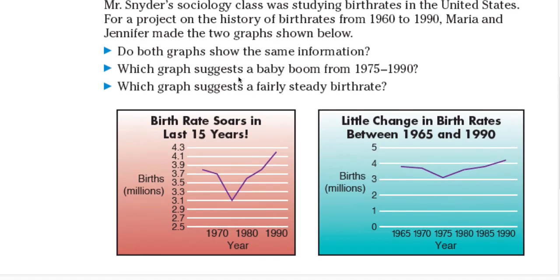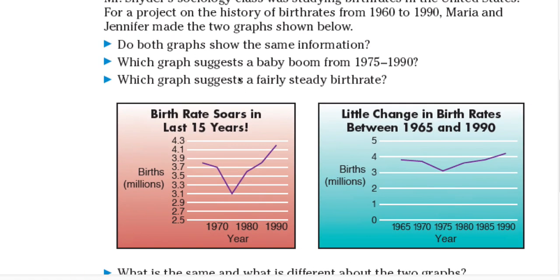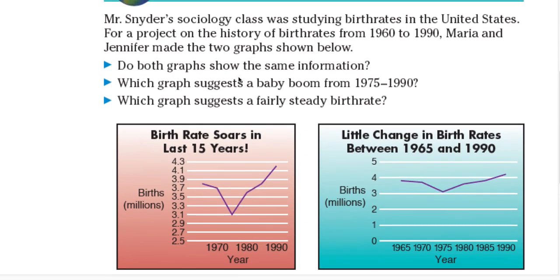If you look at those two graphs, study them for a few seconds, and let's answer the questions that follow. Do both graphs show the same information? Which graph suggests a baby boom from 1975 to 1990? When you talk about a baby boom, it simply means a dramatic increase in birth rate from 1975 to 1990. Which graph suggests a fairly steady birth rate? These three questions we can answer by just looking at those two graphs.